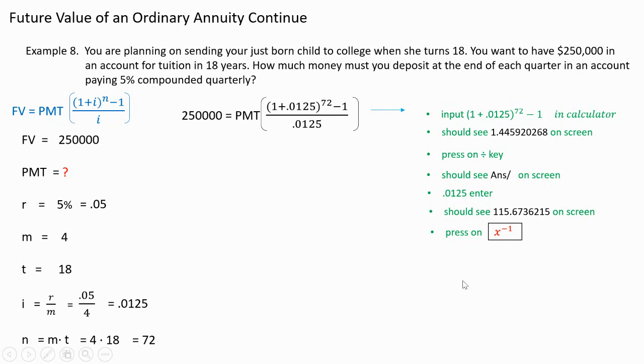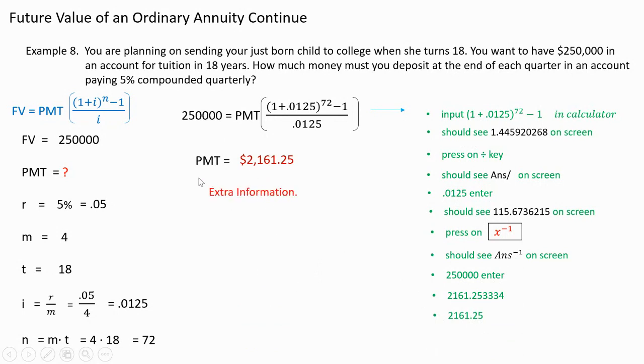So you're going to press the inverse key, and this is what you should see on your screen. And again, guys, I'm guiding you that way so you don't think that you're doing it wrong, because I also tell you what you should see. Then you can enter 250,000, and that's your answer that you should see. But you round it off to the nearest penny. Since the thousandths place is 3, this stays at 0.25. So that's how much your payments should be. Okay, $2,161.25.